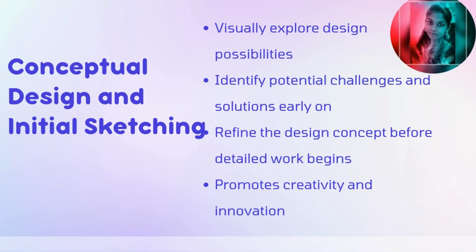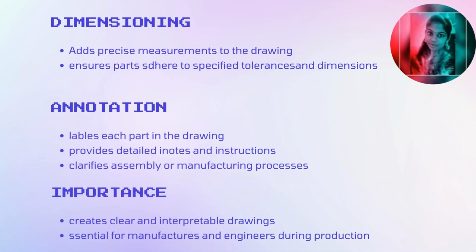Conceptual design and initial sketching: visually explore design possibilities, identify potential challenges and solutions early on, and refine the design concept before detailed work begins. This promotes creativity and innovation. Dimensioning: add precise measurements to the drawing. Ensure parts adhere to specified tolerances and dimensions. Annotation is labeling each part in the drawing. It provides detailed notes and instructions, and clarifies assembly and manufacturing processes. Importance: creates clear and interpretable drawings, essential for manufacturers and engineers during production.